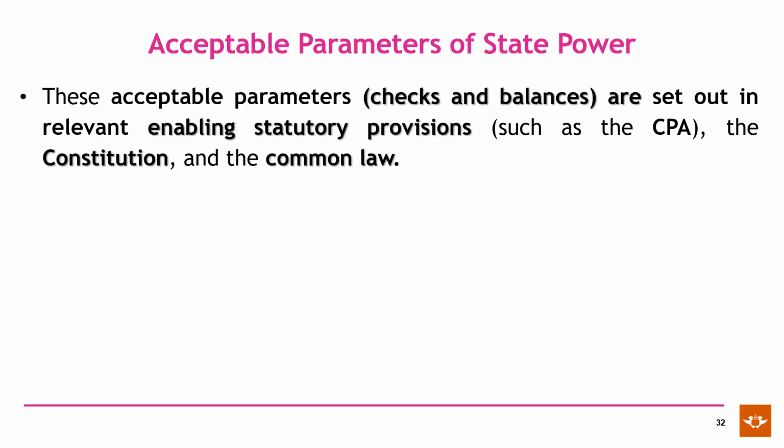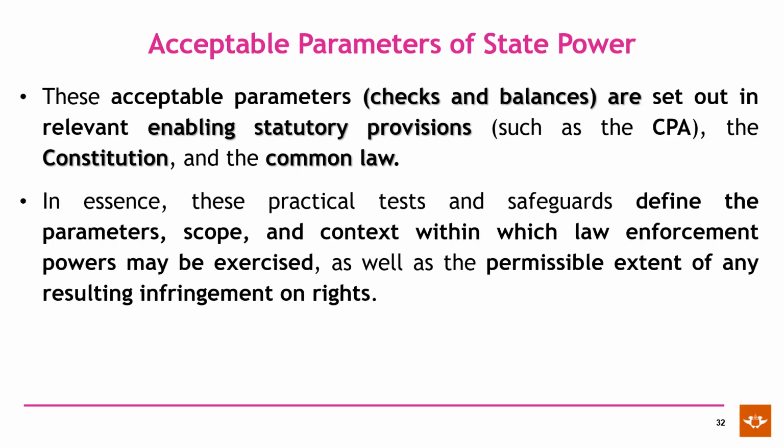So these enabling statutory provisions allow police officials to exercise certain powers, for example, to search and seize, to enter premises, to hold an identity parade, to monitor and intercept private communications. All of these are enabling statutory provisions that allow police officials to exercise powers. We also find these checks and balances in the Constitution and even in the common law. Now, what these checks and balances do is they effectively define the parameters, the scope, and the context within which law enforcement powers may be exercised.